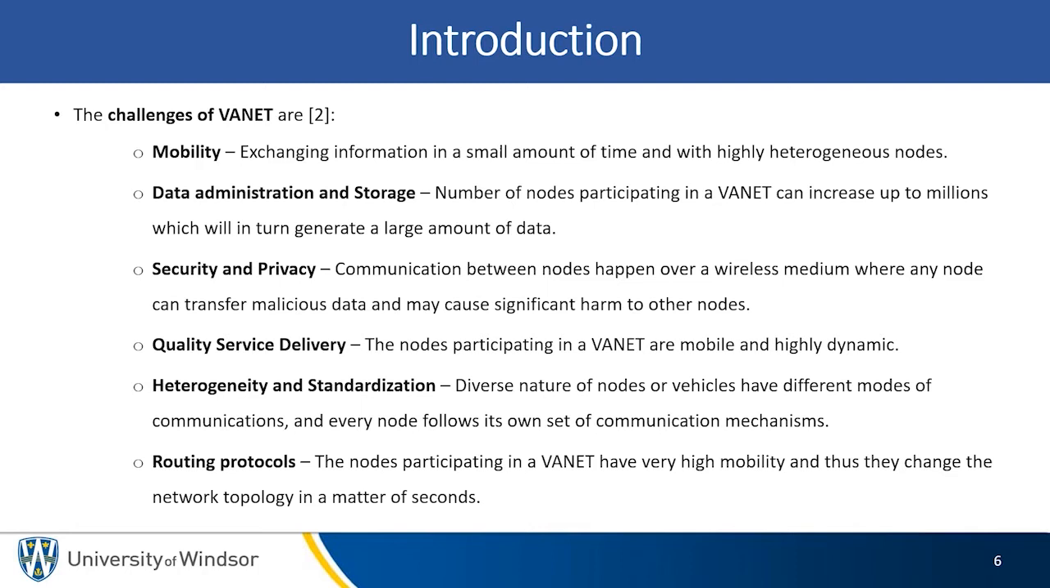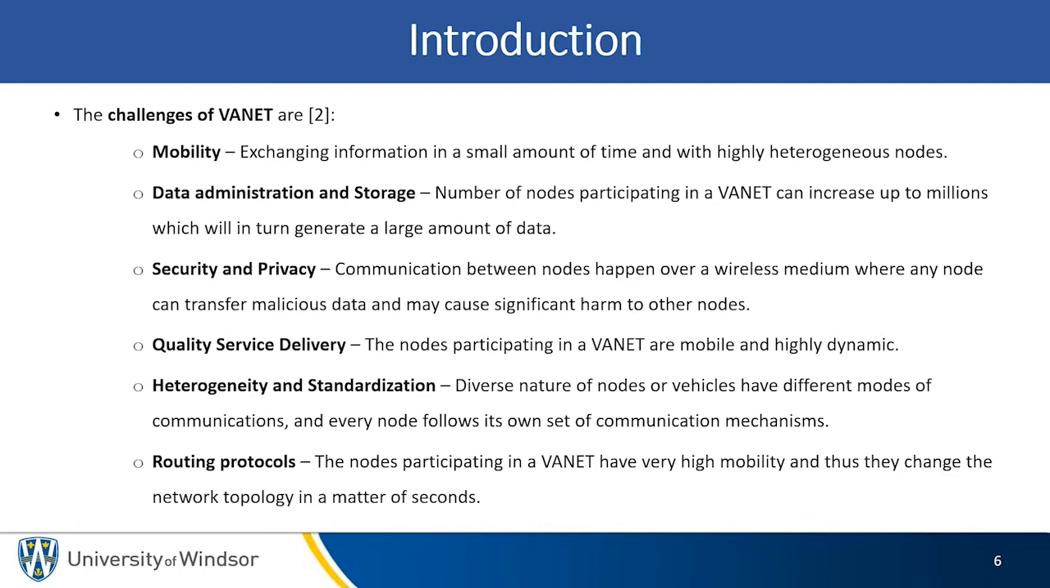Security and privacy. VANET is an open network where any node is allowed to join the network. There is no certain mechanism which can ensure the trustworthy nature of the nodes. Therefore, security becomes a major concern for researchers, as communication between the nodes happens over a wireless medium, where any node can transfer malicious data and may cause significant harm to other nodes.